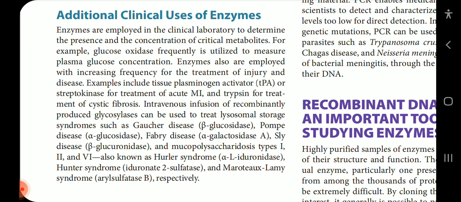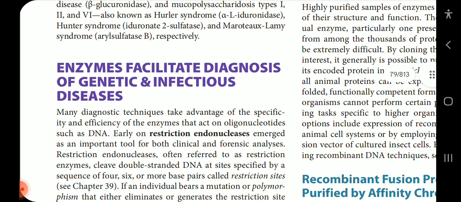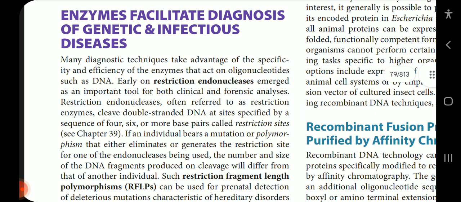Intravenous infusion of recombinantly produced glycosylases can be used to treat lysosomal storage syndromes such as Gaucher disease, beta-glucosidase; Pompe disease, alpha-glucosidase; Fabry disease, alpha-galactosidase A; Sly disease, beta-glucuronidase; and mucopolysaccharidosis types 1, 2, and 6, also known as Hurler syndrome, alpha-L-iduronidase; Hunter syndrome, iduronate 2-sulfatase; and Maroteaux-Lamy syndrome, arylsulfatase B, respectively.